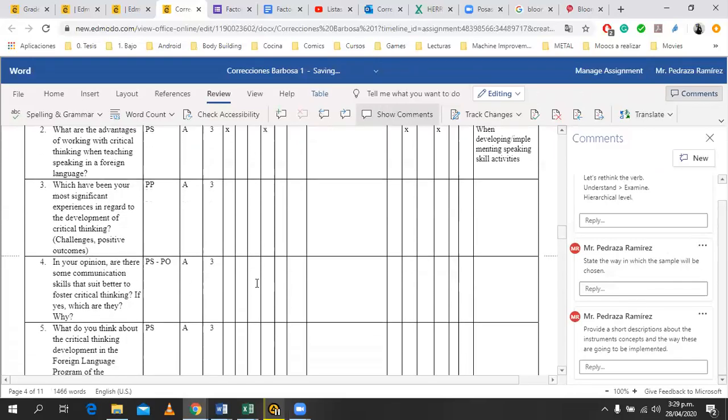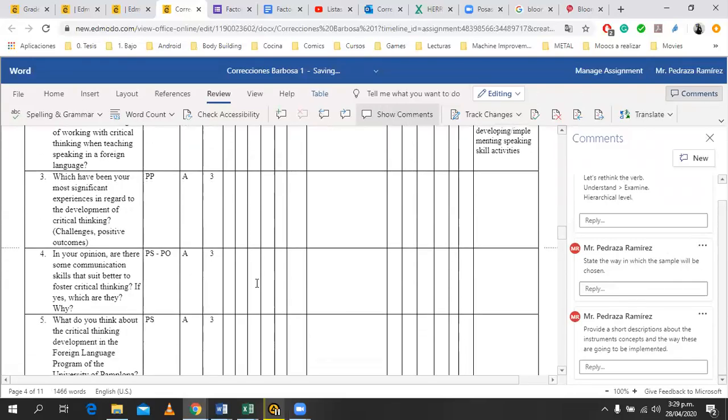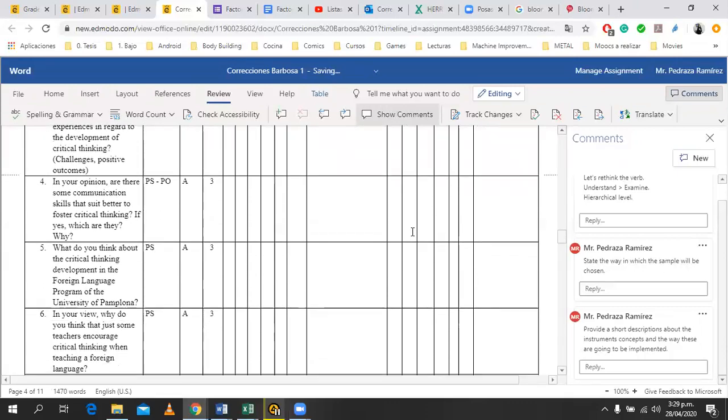Okay, number 3. Which have been your most significant experiences in regard to the development of critical thinking? Okay, yes, I do agree. Okay. In your opinion, are there some communication skills that suit better to foster critical thinking? If yes, which are they? Why? Okay, this is a triple question.